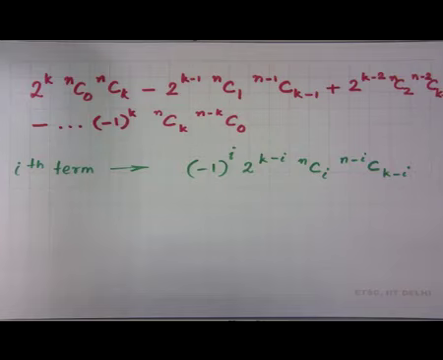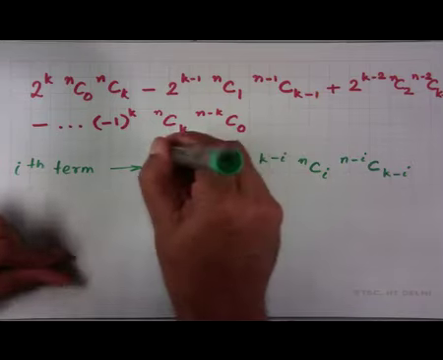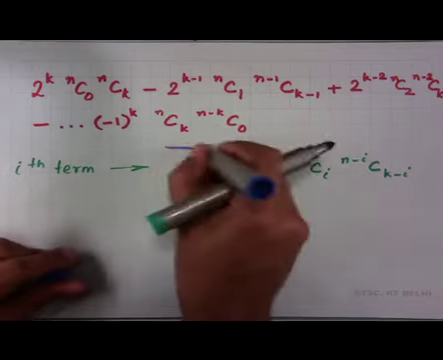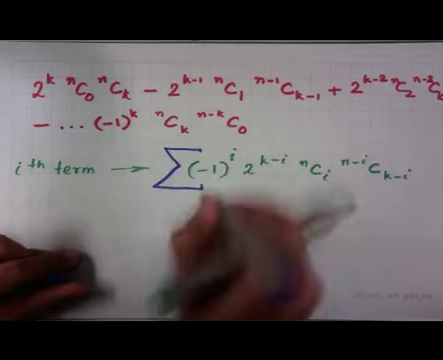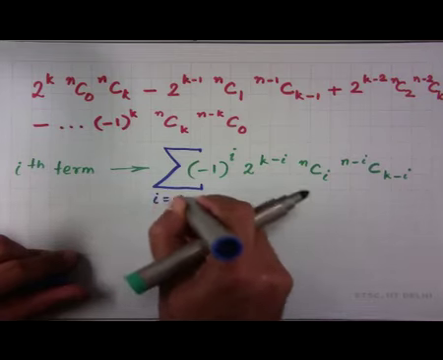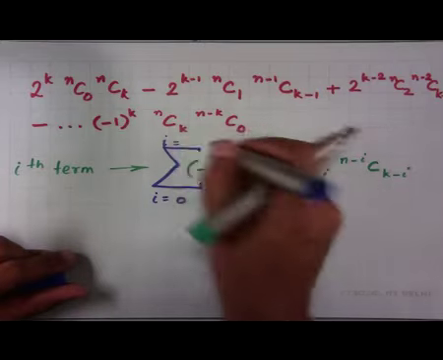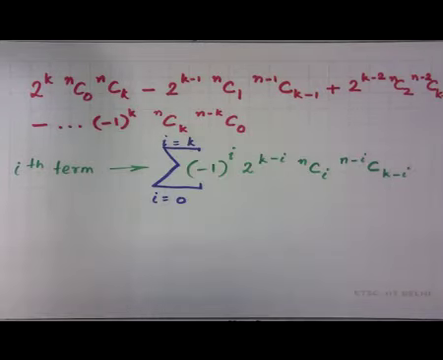So, this is the general term, and if you think about it, the net result is nothing but a sigma of this from i equals 0 all the way till i equals k. So, that is the final answer, the sigma. But let us observe this general term.